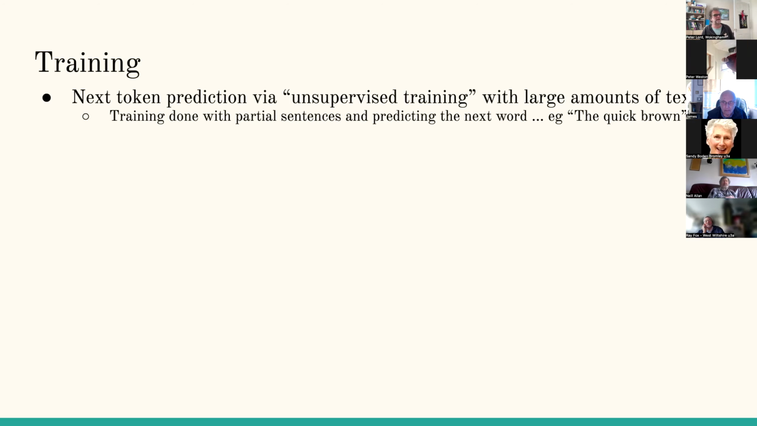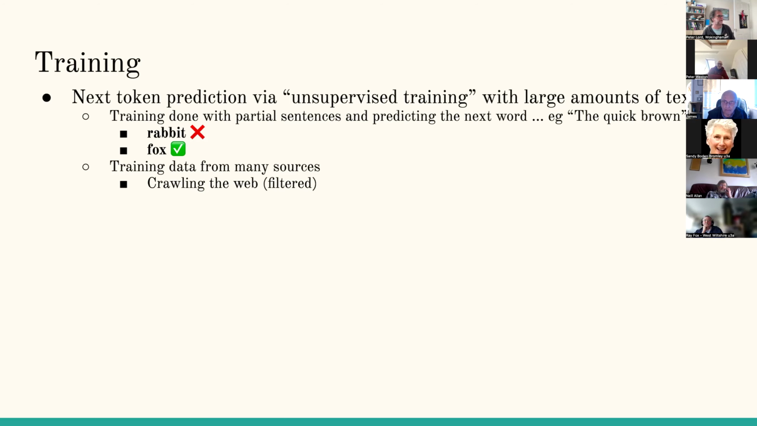So if we type in the quick brown and we get rabbit, nope, that's the wrong answer, because that is not the next word in that sentence. That's going to be incorrect. We're going to go back and tweak some weights, and then hopefully at some point we'll get the next word, which is fox. So this training is done on data from many sources.